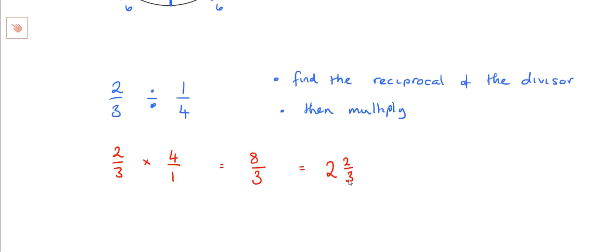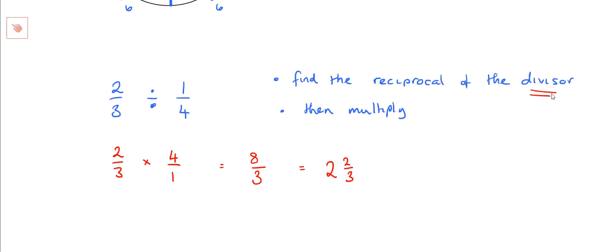Now, what's coming next is this. Can you explain that with diagrams? Why didn't you flip the first one? Because when you divide, you only flip the second fraction, the divisor. The divisor is the thing that you're dividing by.